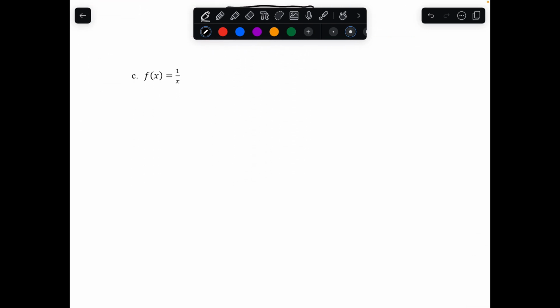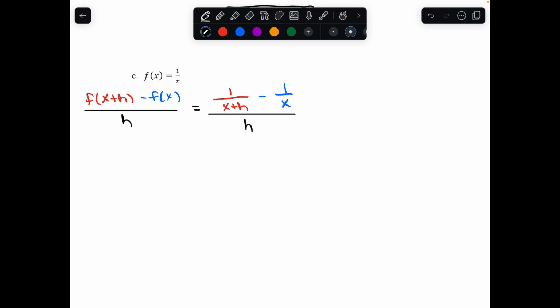Moving on to our last problem, let's go ahead and rewrite our formula as always. f of x plus h minus f of x, and then all of that divided by h. So in the red, everywhere I see an x in my function, I'm going to plug in x plus h. So this becomes 1 divided by x plus h, minus 1 over x, and then all of that is still divided by h.